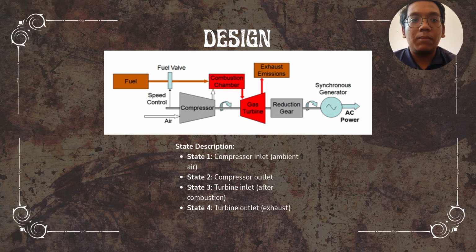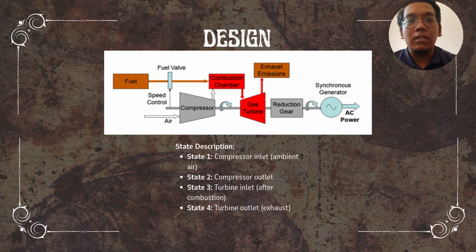This figure represents a gas turbine power plant operating on the Brayton thermodynamic cycle. It shows how air flows continuously through the compressor, combustion chamber and turbine, converting fuel energy into mechanical work and electrical power. Each component in the figure corresponds to a specific thermodynamic process in the Brayton cycle.